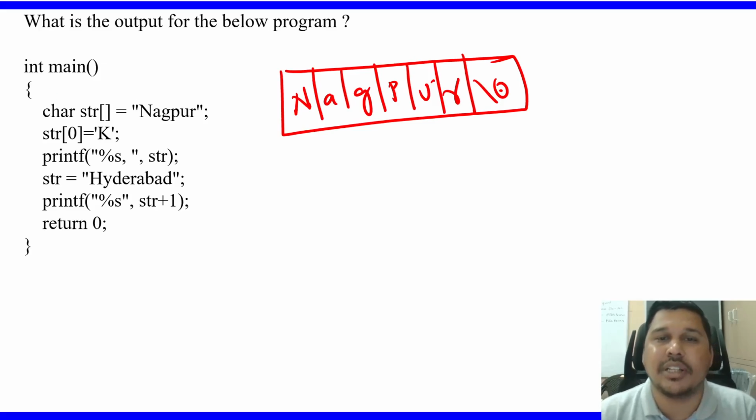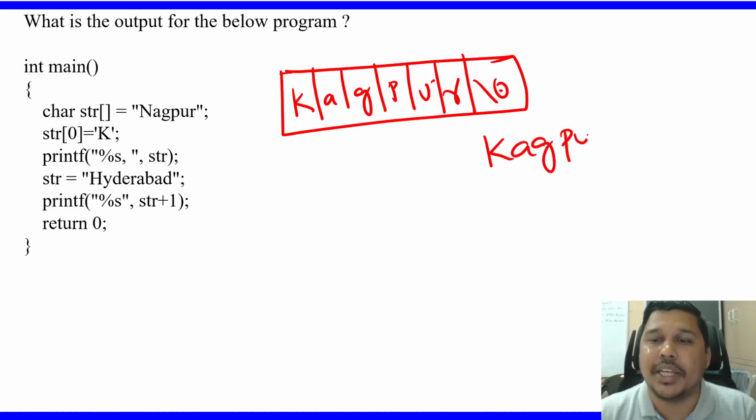Since size is not given, this is happily set into that. Str of 0 equal to K. So here in place of N, K will be assigned. This is possible. You can assign a character to another character. Str of 0 can be given K like this directly. Now printf str will give you KAGPUR as the output.